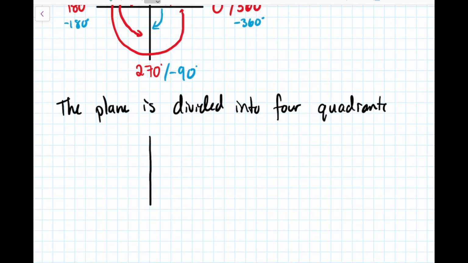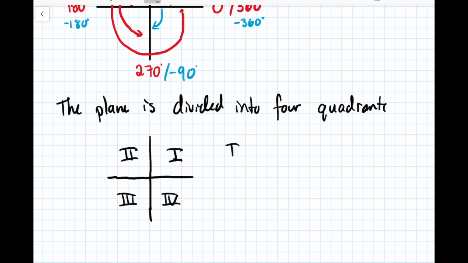And they are numbered in a way that, if everybody was talking about quadrant 3, everyone would be talking about the same place, for example. So we start sort of where our initial arm is. So that's quadrant 1 in the top right corner. And then we just go counterclockwise from there. So quadrant 2, quadrant 3, and quadrant 4.